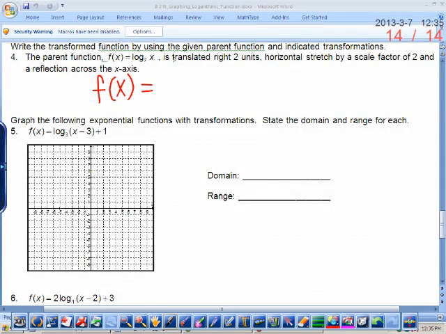Okay, how do we do the reflection? Okay, so negative log base 7 of, okay. Well, first we're going to do the horizontal stretch. How do we do that? 1/2. Remember, horizontal stretch is always the opposite, so instead of 2, it's 1/2. And then a shift right 2 units.